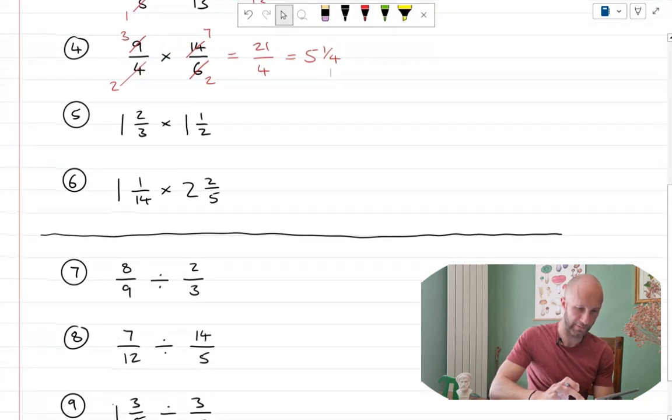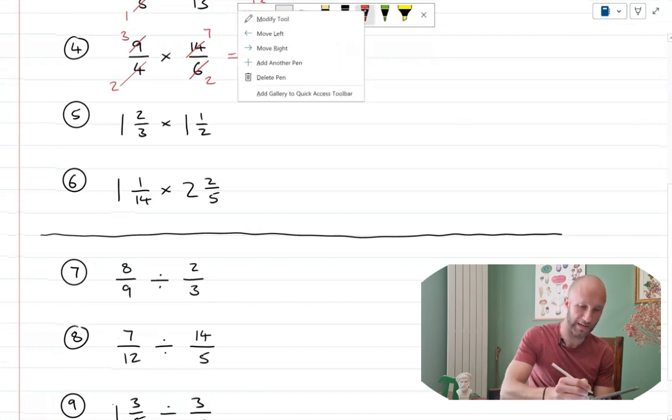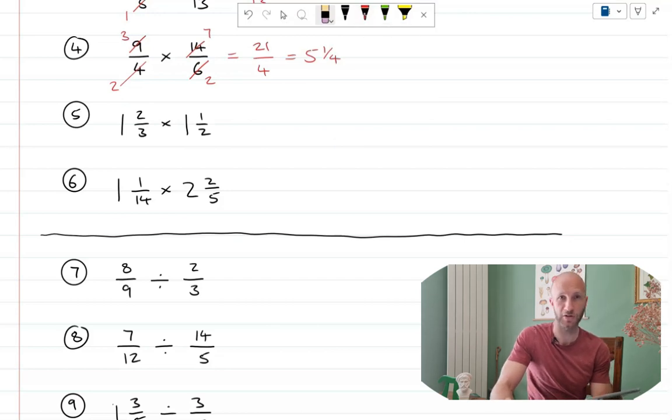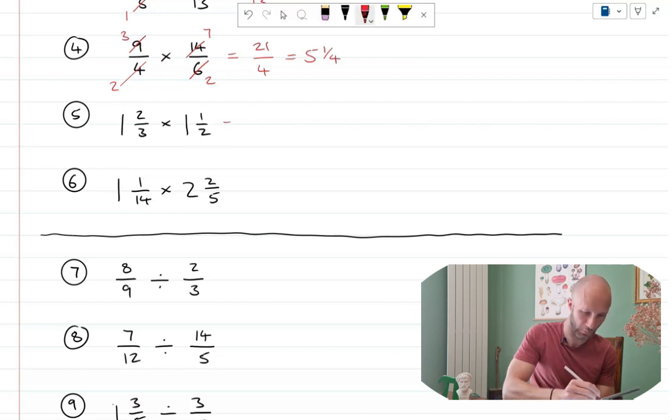Question 5 and 6, they have mixed numbers in. And with mixed numbers in any kind of fraction question, the first thing that we should do is convert those mixed numbers to improper fractions. Just makes everything a lot easier, and then everything follows in a nice fashion afterwards. So 1 and 2/3, remember to convert, we do the big number times the bottom, so 1 times 3, which is 3, and then add the 2 on the top, which is 5, the bottom doesn't change. 1 and 1/2 is the same, so 1 times 2, which is 2, and then add the 1 on, which is 3 over 2.